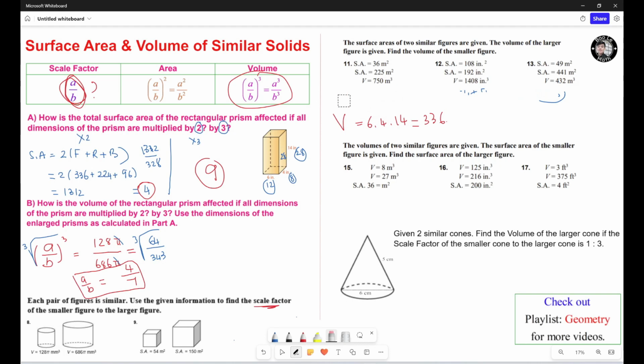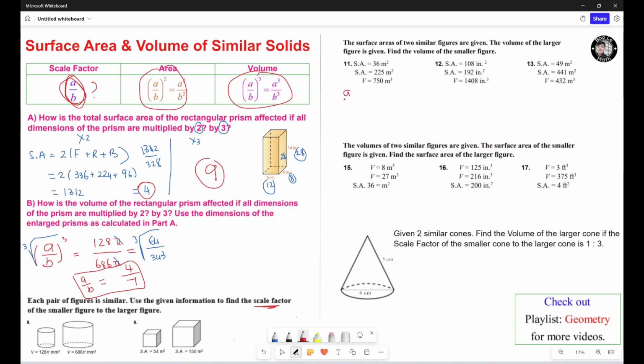Alright, let's move on to number 11. The surface areas of two similar figures are given. The volume of the larger figure is given. Find the volume of the smaller figure. Alright, so from the ratio of the surface areas, we can calculate the scale factor. Alright, so we have what? Use the formula right here.